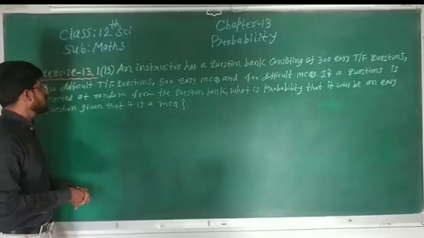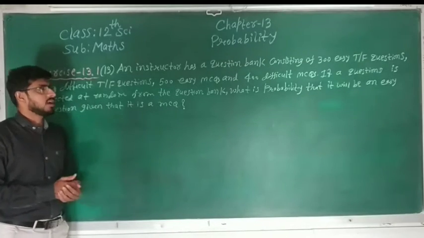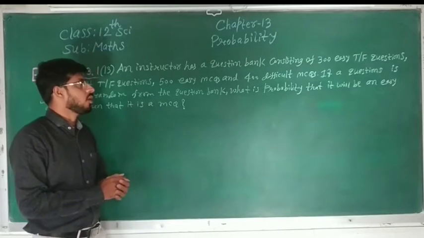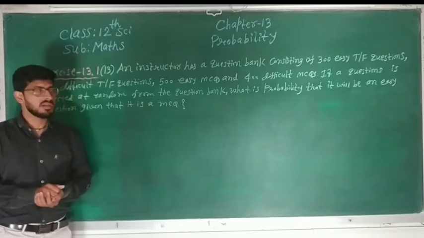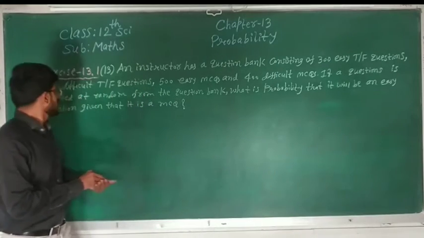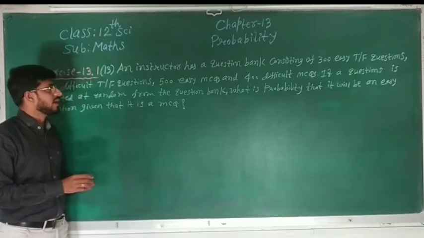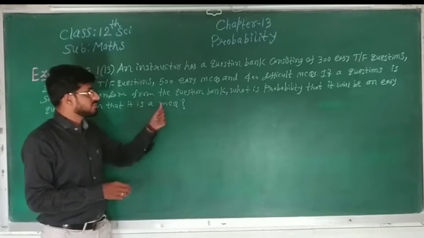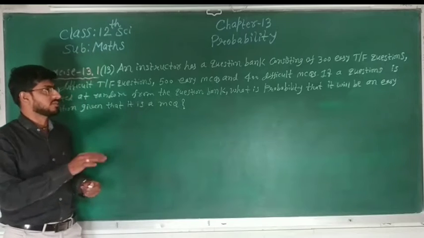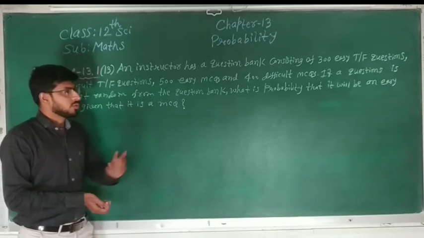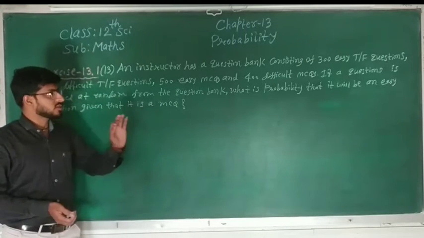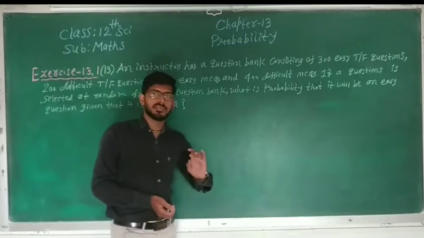The next question, number 13. An instructor has a question bank consisting of 300 easy true false questions, 200 difficult true false questions, 500 easy MCQs and 400 difficult MCQs. So here we find two types of questions given. First one is true false questions and second one is multiple choice questions.